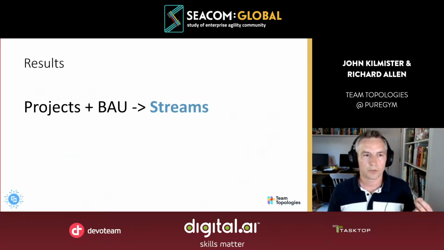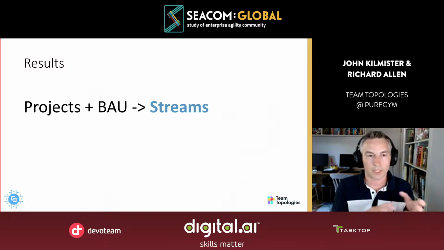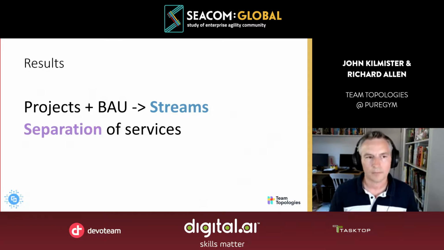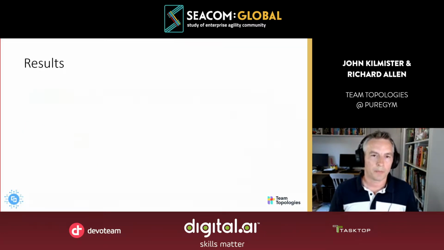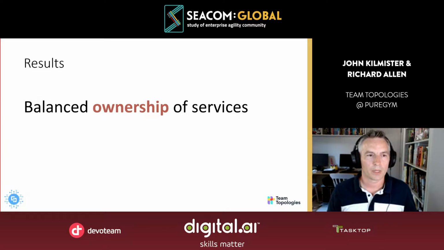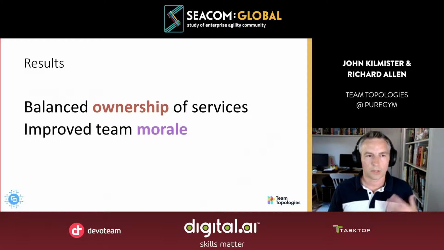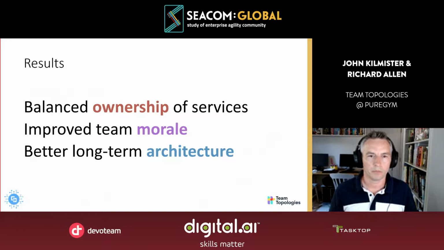Ultimately the results that we saw were that projects and BAU moved into the Streamlined teams with the platforms providing services. The separation of those services became clearer with better ownership, which ultimately led to us being more business responsive. There was more of a balanced ownership of those services, which meant less cognitive load on individual teams and a greater sense of autonomy, which ultimately led to better morale and better longer term architecture.